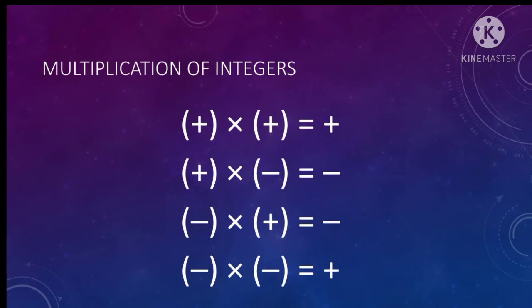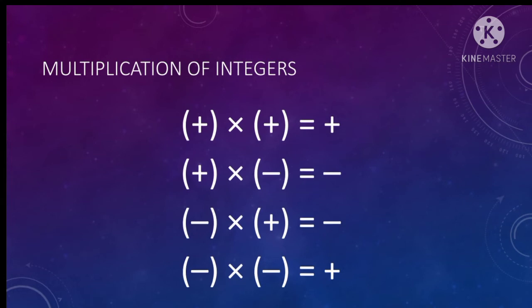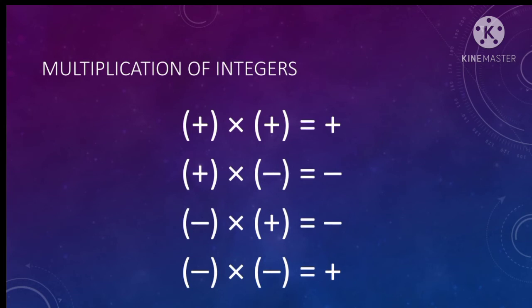Next is multiplication of integers, or multiplying signed numbers. These are the rules we should be careful of. Positive multiplied by positive is equal to positive. Positive multiplied by negative is equal to negative. Negative multiplied by positive is equal to negative. Negative multiplied by negative is equal to positive.